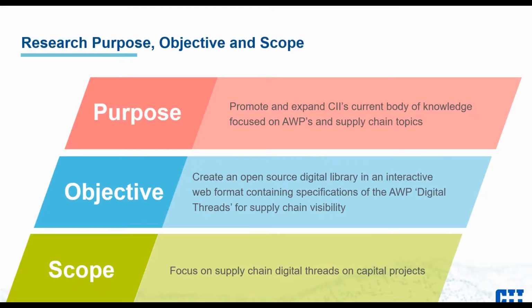Our overall research purpose was to promote and expand CII's current body of knowledge that focused on AWP and supply chain topics. You'll hear throughout this presentation that much of the information reviewed originated with original results from previous CII projects. Our overall objective for the project was to create an open source digital library in an interactive web format containing specifications of the AWP digital threads for supply chain visibility. And finally, there at the bottom, our research scope focused on supply chain digital threads on capital projects.